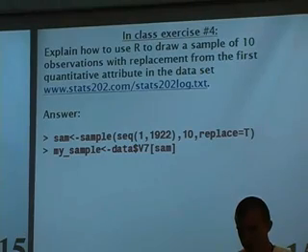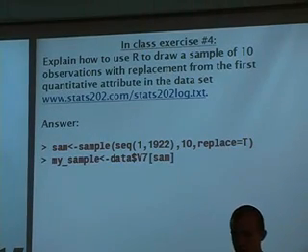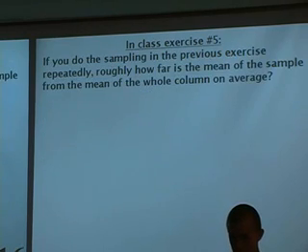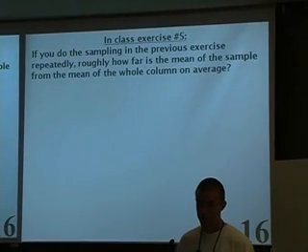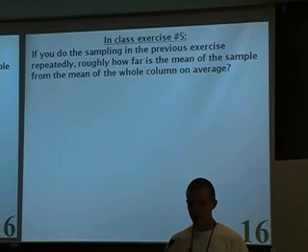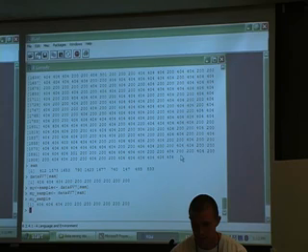Now the question is, is 10 good enough, right? And of course it depends, well, what are you trying to do? Well, suppose I was trying to figure out the mean of the 7th column. How well can I figure out the mean of the 7th column with just 10 numbers? And that's sort of what this slide is asking. It says, if I do the sampling in the previous exercise repeatedly, roughly how far is the mean of the sample from the mean of the whole column on average? So we can sort of see for one instantiation here.